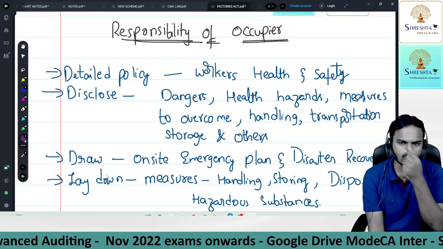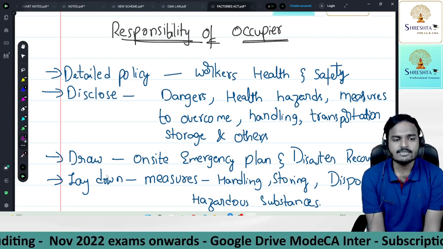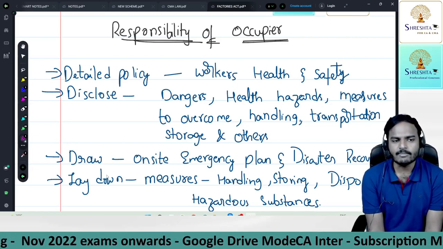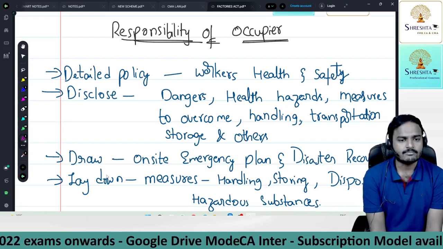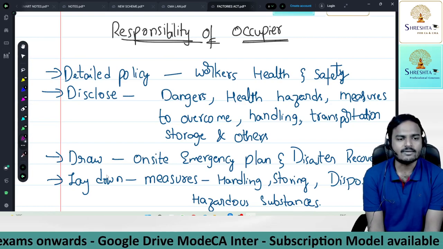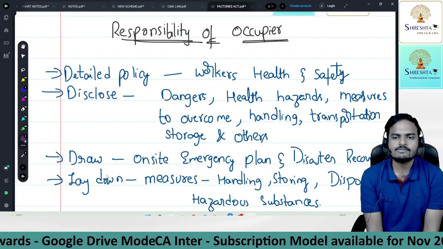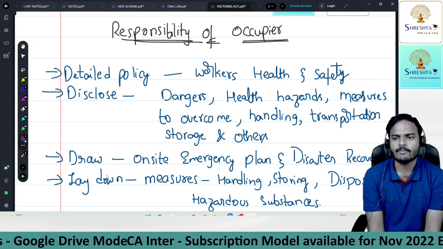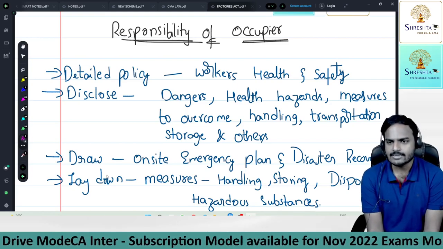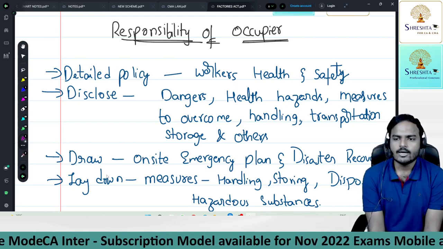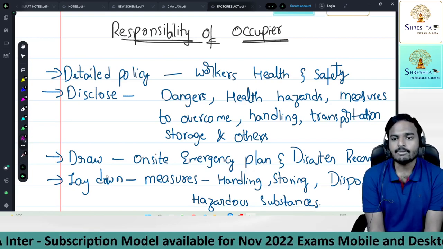Next one, disclosure: dangers in the manufacturing process, health hazards, and measures to be taken to overcome the above problems. In a kind of danger, suppose suddenly a fire accident happened, you need to take the exit route, emergency exit, or you need to use firefighting equipment so that the fire can be mitigated, dangers can be mitigated.